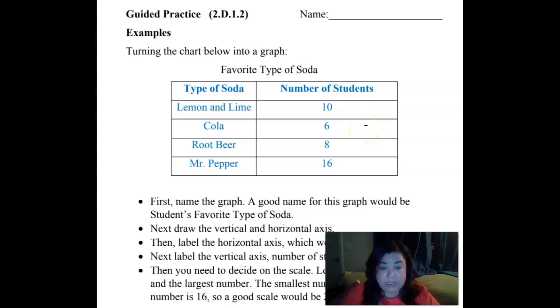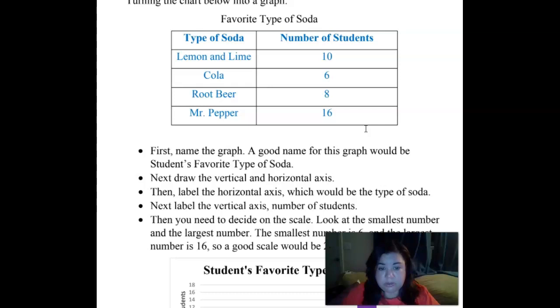Next we're going to draw and label. We're going to draw a vertical and horizontal axis. Isn't that weird? Do you know what vertical means? Vertical is up and down. Horizontal is left and right. You can think of it like the horizon. When you look out, you see the sun setting. That sun sets on the horizon, and that goes this way. Horizontal axis. And then you have to label them. We have the types of soda and number of students here, so those would be good labels for it.